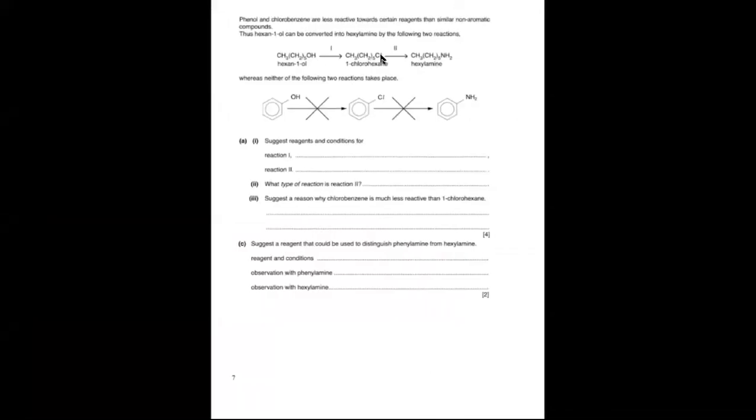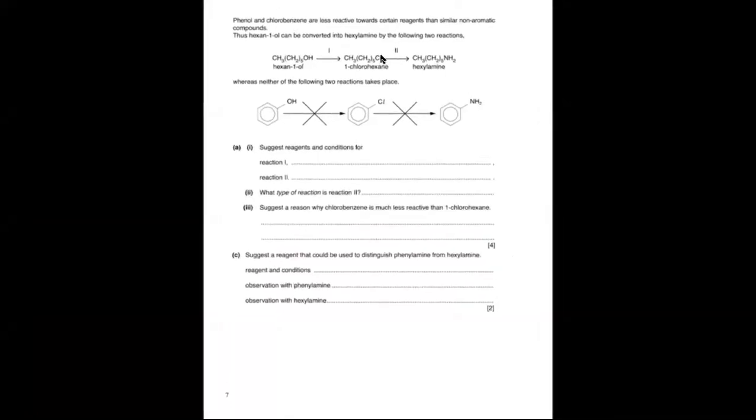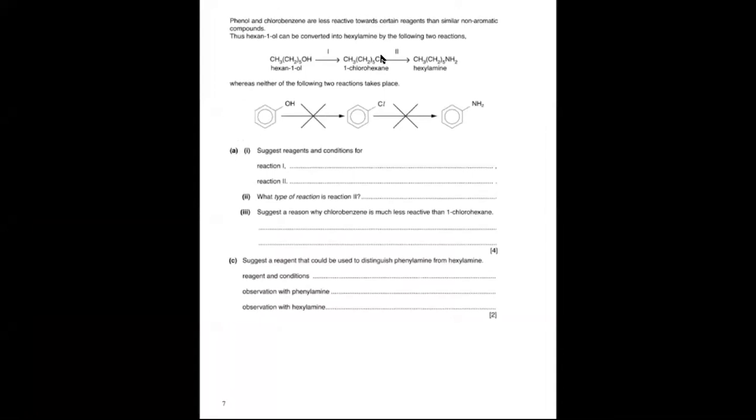Question 6. So basically what happens in this first route is you go from an alcohol to a haloalkane and then to an amine. Okay. Suggest reagents and conditions for reaction 1. So you go from alcohol to haloalkane. So this is your AS notes. Refer to alcohol AS. Okay.